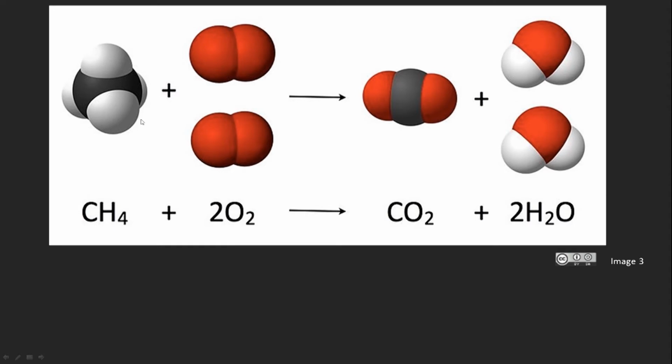When the reaction proceeds and the products are formed, the energy in the chemical bonds of the reactants, that is methane and oxygen, is released, and some of it is reabsorbed to form the new bonds in the product molecules. The difference in energy gets released as heat.